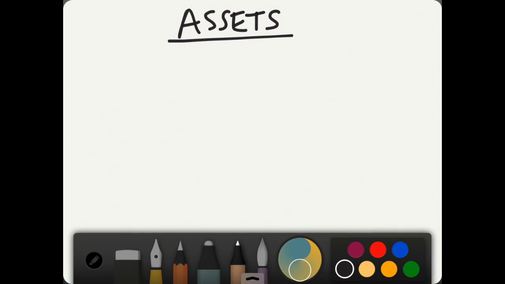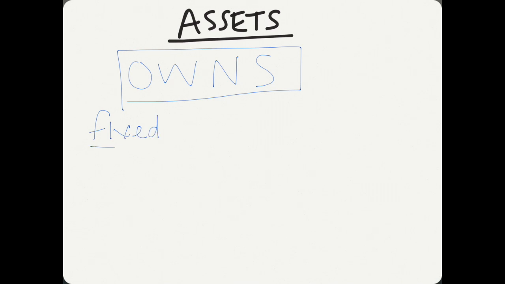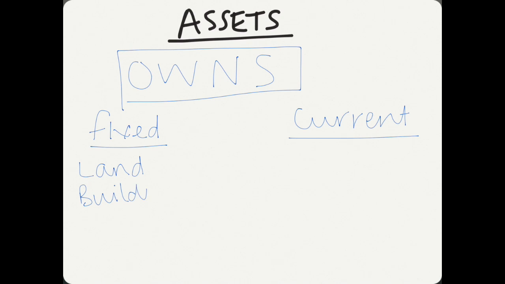So assets are items that the business owns. Assets add value to the business, and they can be fixed. As we said, fixed assets are long term, or they could be current, which is short term, so they will change fairly quickly. Fixed assets include land and any buildings the business owns. It'll also include any machinery owned by the business, and also vehicles, any vans, delivery lorries, that kind of thing.